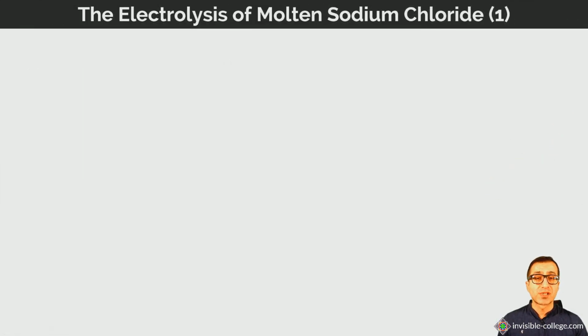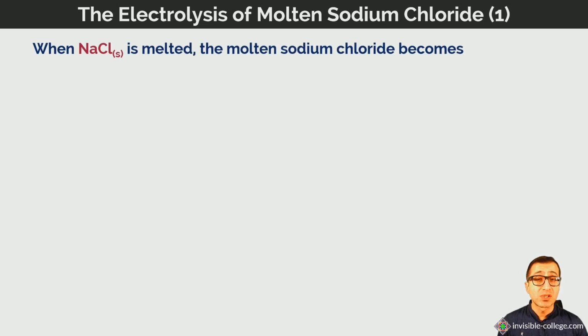So let's take a look at some examples. Let's start with the electrolysis of molten sodium chloride. Now what we mean here is sodium chloride, which started off as a solid, it's been heated to its melting point and has melted to form a liquid. So when sodium chloride is melted, the molten sodium chloride becomes separate chloride and sodium ions in the liquid state.